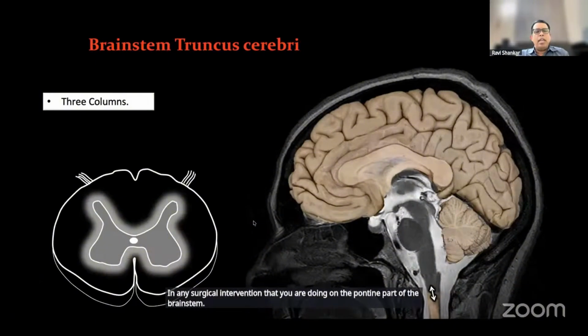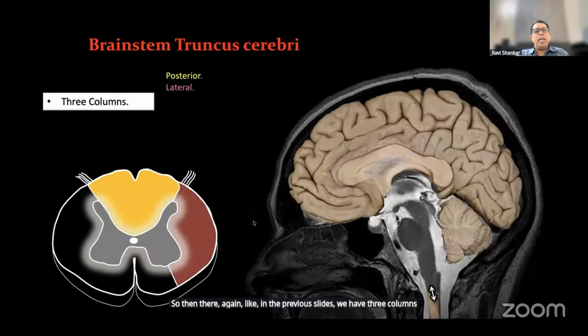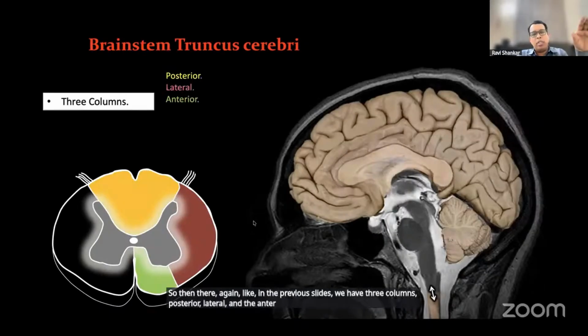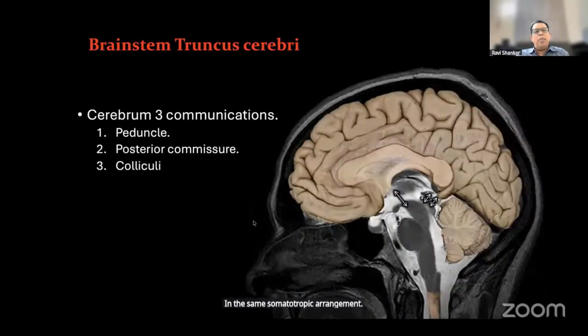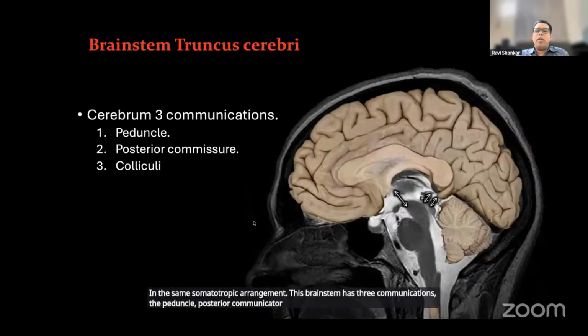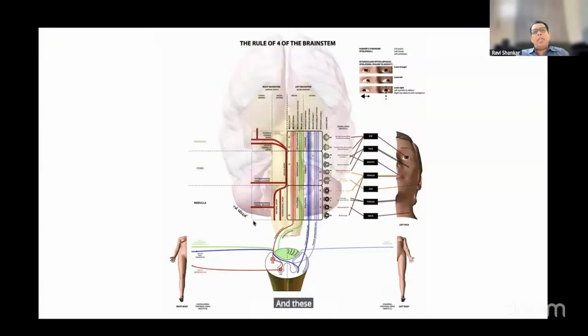Like in the previous slides, we have 3 columns: posterior, lateral, and anterior, which go down below into the spinal cord in the same somatotopic arrangement. The brainstem has 3 communications: the peduncles, the posterior commissure, and the colliculi. And all of these converge at the rule of 4 in the brainstem.